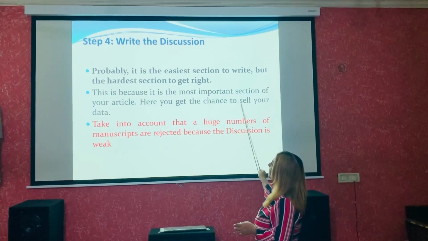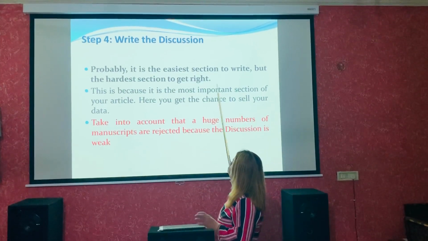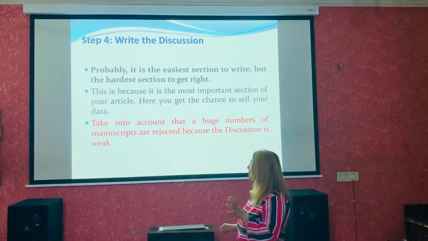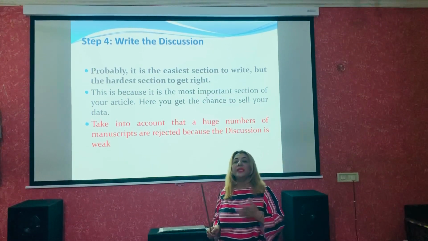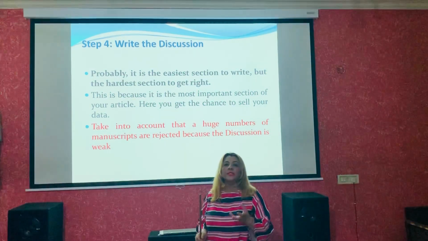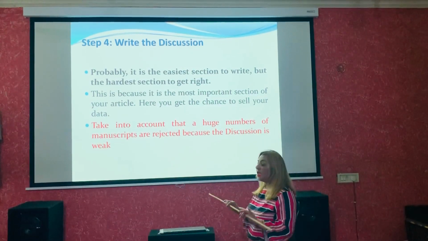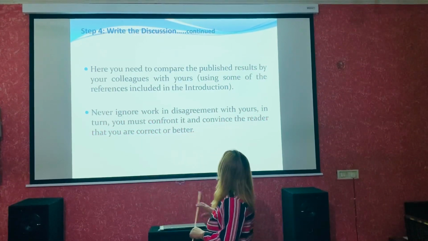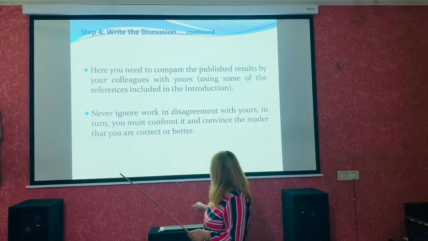Now, step 4 is to write the discussion. It seems to be the easiest section, but it is the hardest section to get right, because it is the most important section of your article. This is the critical part of your research paper. Here you get the chance to sell your data, presenting your work by comparing it with the work of other authors. This increases the value or the weightage of your research paper. A huge number of manuscripts are rejected because their discussion was weak, so you need to focus entirely on the discussion part. As I said, you can compare your results with the work of other researchers.